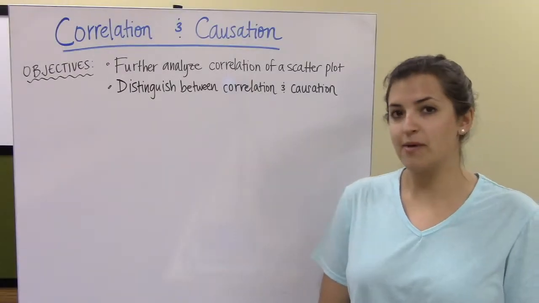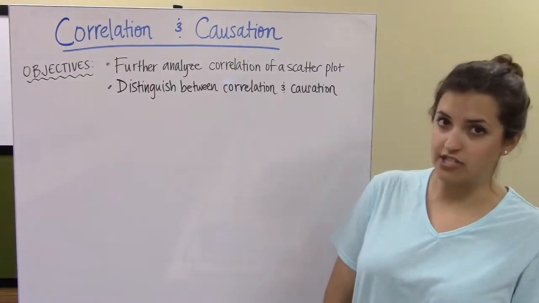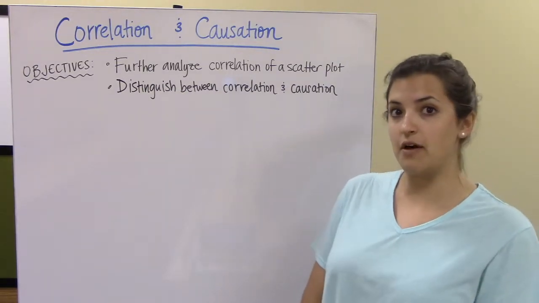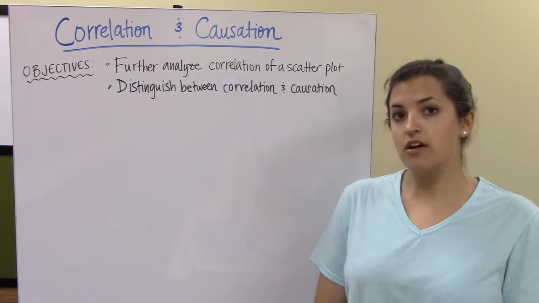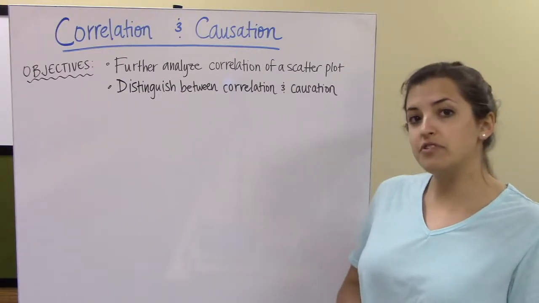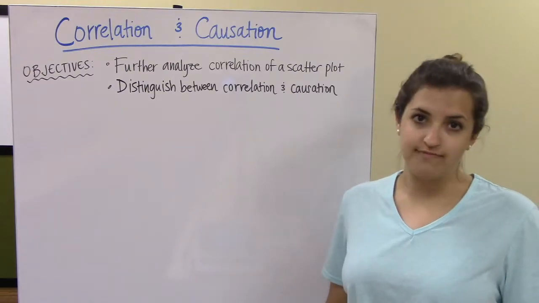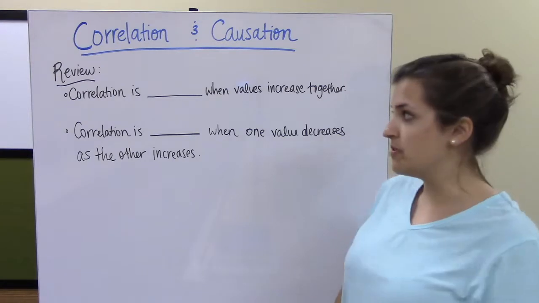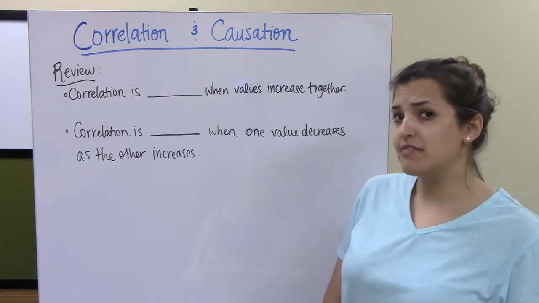Today we're going to be talking about correlation and causation, two things that have to do with the scatter plots that we've been talking about for a day now. So our objectives for today are to further analyze correlation of a scatter plot and to talk about the difference between correlation and causation. We discussed this briefly yesterday, but I want to review when correlation is positive and negative.